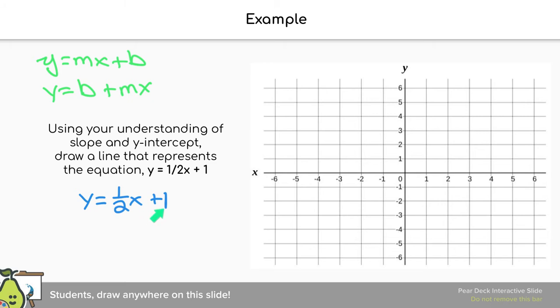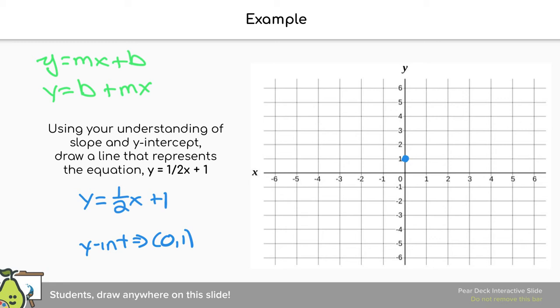If it's plus, it's going to be positive. If it's minus, that means it's going to be a negative. So in this case, it's +1. So let's graph our first point, our y-intercept, which would be (0, 1). So let's start at the origin, and since x is 0, we're not going to move left or right, but since y is 1, we're going to move up to +1.